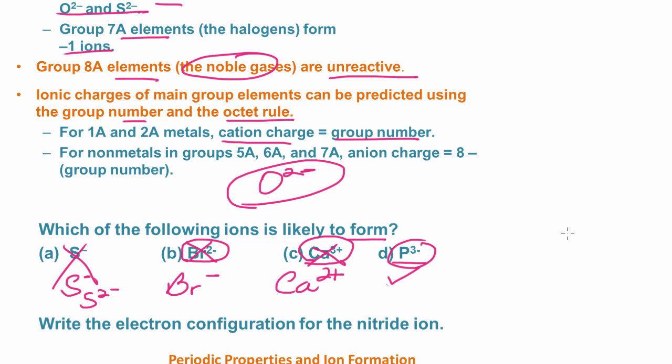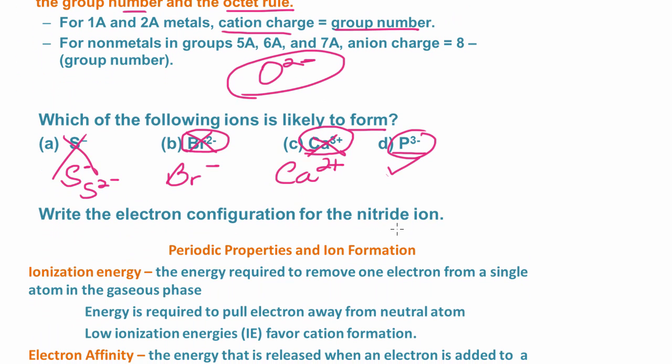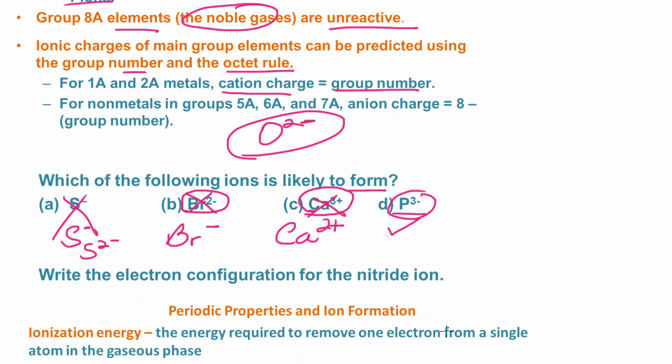So this one's good. Here they're asking us to write the electron configuration for the nitride ion. Hopefully you have your periodic tables in front of you. I don't have one here. But we know the nitride ion gains 3 electrons. It's in group 5A. So its electron configuration will be 1s2, 2s2, 2p6. It will attain the electron configuration of neon.